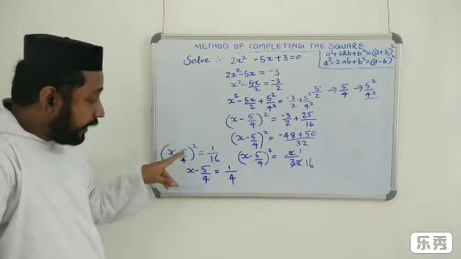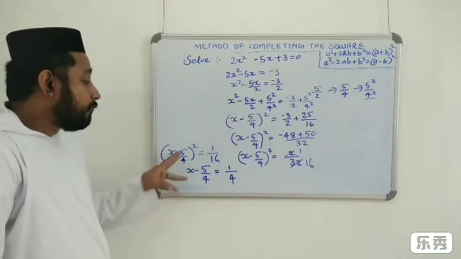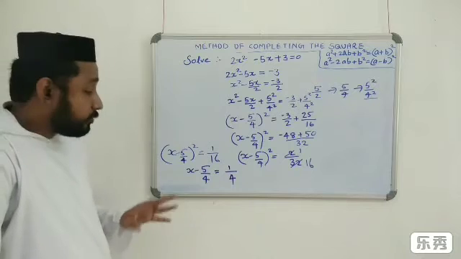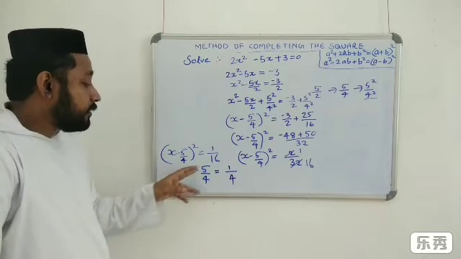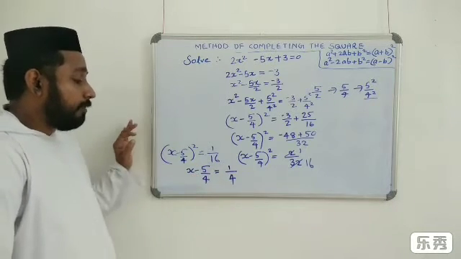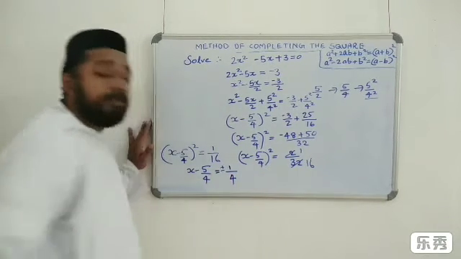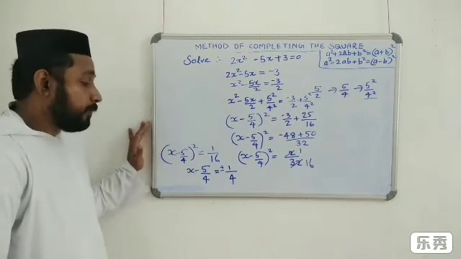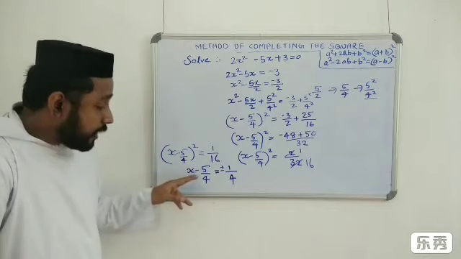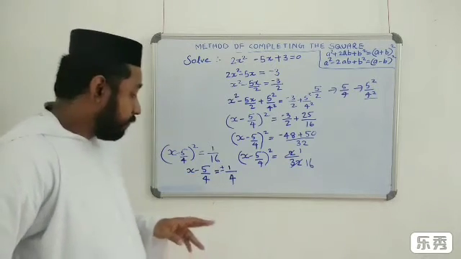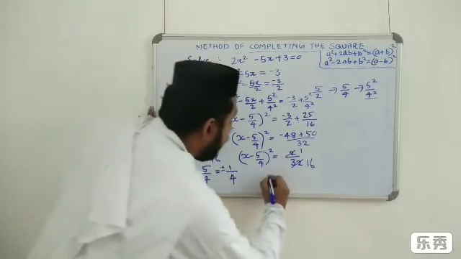So we took the root of (x − 5/4)² equal to 1/16. Taking the square root on both sides, we got x − 5/4 equal to 1/4. Not only 1/4, but also there is plus or minus 1/4. We have to put plus or minus 1/4. So we got x − 5/4 is equal to plus or minus 1/4.